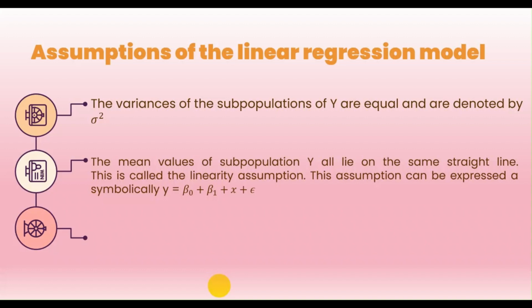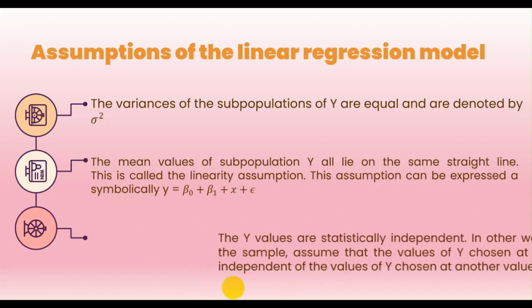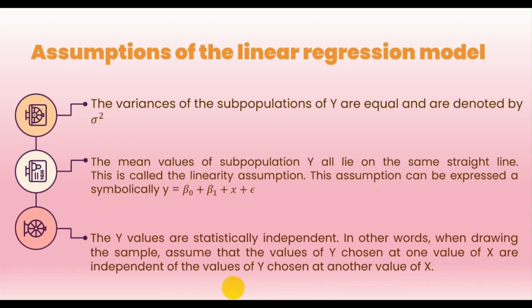This assumption can be expressed symbolically: y equals beta 0 plus beta 1 x plus epsilon. The y values are statistically independent. In other words, when varying the sample, assume that the value of y chosen at one value of x is independent of the value of y chosen at another value of x.